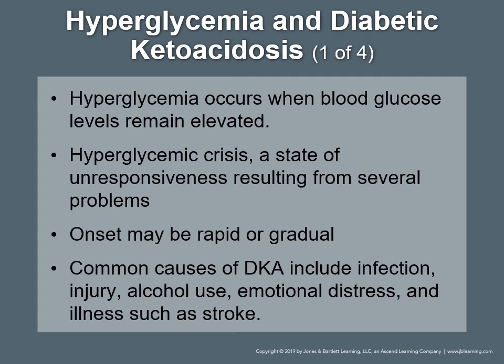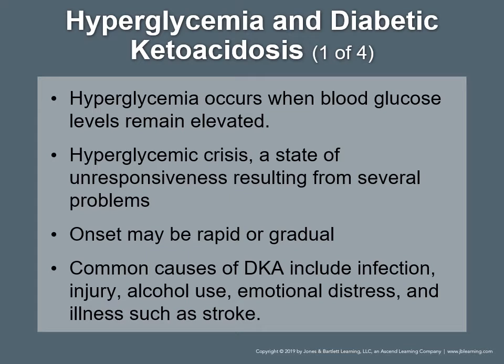All right, hyperglycemia and diabetic ketoacidosis. Hyperglycemia occurs when blood glucose levels remain elevated and mechanisms that normally correct this have failed. It can be caused by excessive food intake, insufficient insulin dosages, infection or illness, injury, surgery, and emotional stress. Hyperglycemic crisis, also known as diabetic coma, is a state of unresponsiveness resulting from several problems. Onset may be rapid within minutes or gradual and take hours to days, depending on the cause.